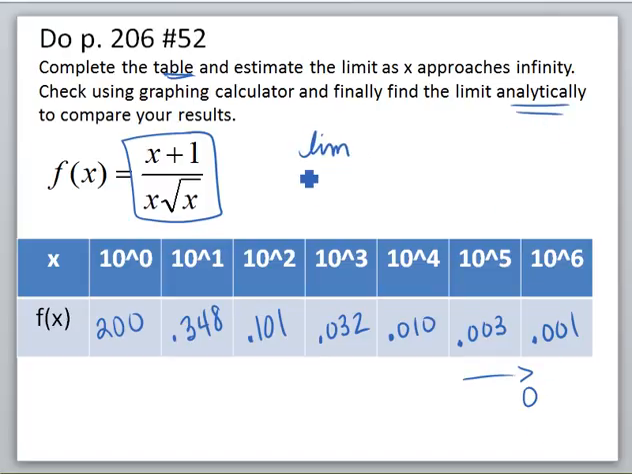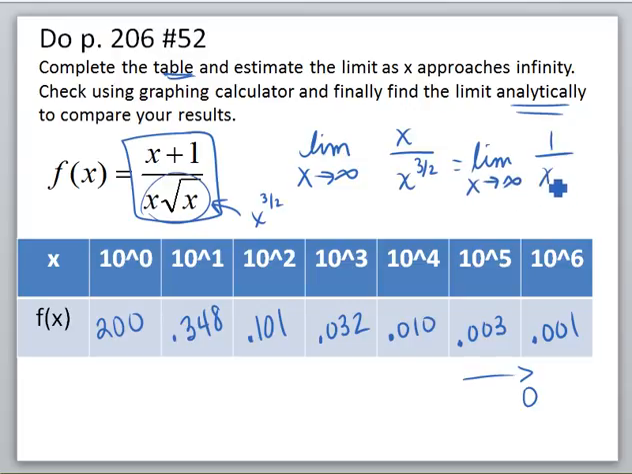Finding the limit analytically, I'm going to use L'Hopital's rule, which says I keep the highest degree on the top and I keep the highest degree on the bottom. This on the bottom is actually x to the 3/2 power. So when I simplify this, I end up getting the limit as x approaches infinity of 1 over x to the 1/2. So when I plug in infinity, I get 1 divided by a really, really, really big number, which means it's going to 0. All this is meant to do is show you that if you do this numerically, graphically, or analytically, you still end up with the same answer of 0.